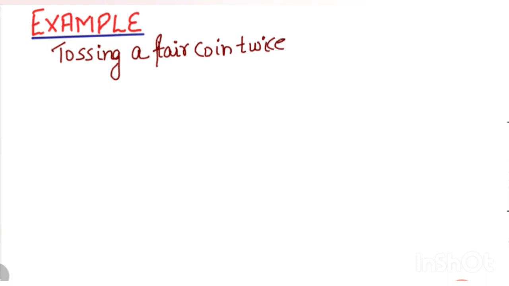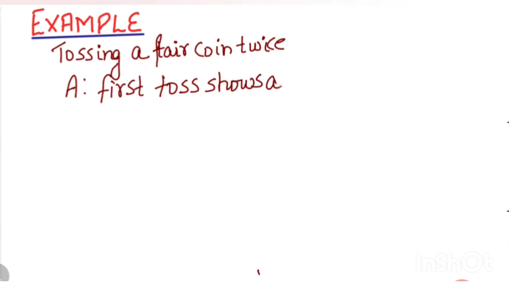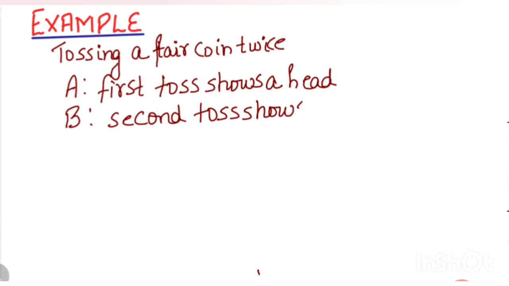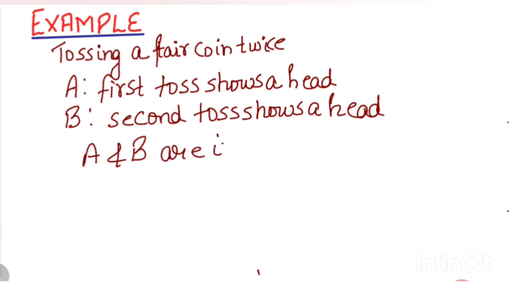The event A such that first toss shows a head, and event B such that second toss shows a head. Okay. Event A such that first toss shows a head, then event B, second toss shows a head. Okay. Now these two events A and B are independent events.